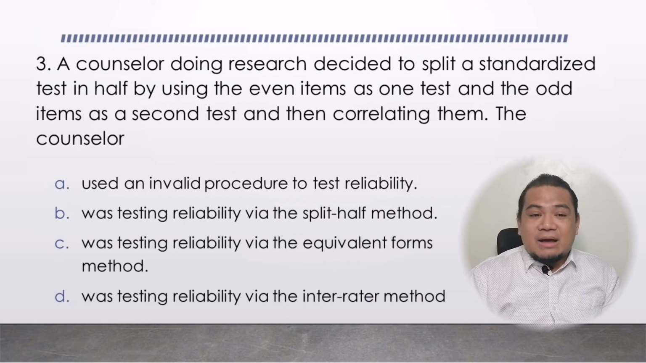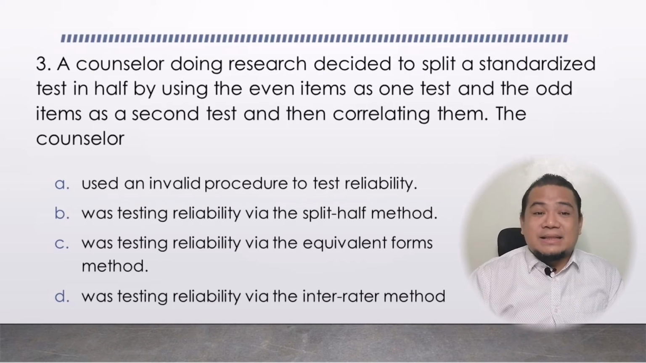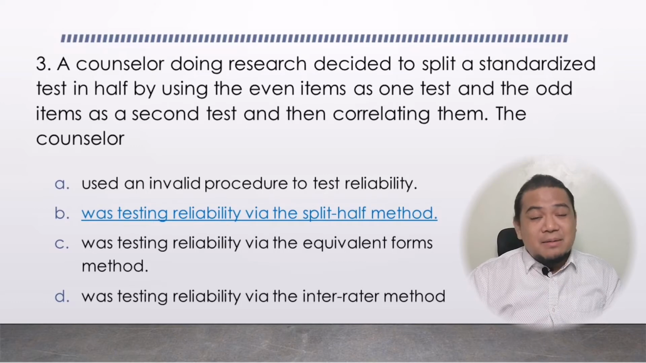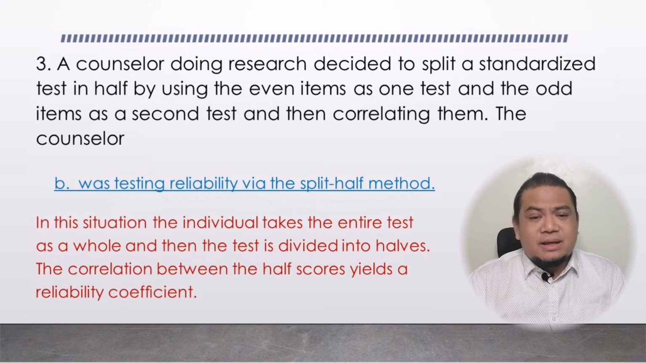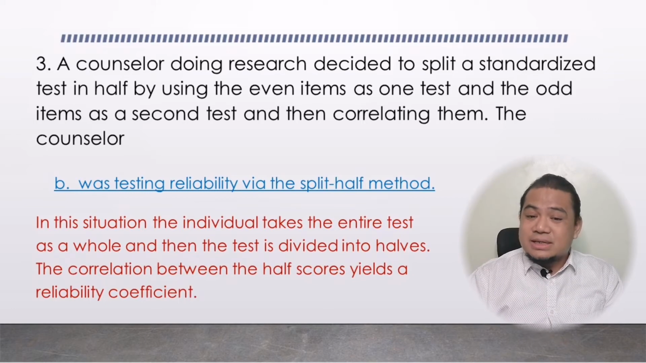Number 3, a counselor doing research decided to split a standardized test in half by using the even items as one test and the odd items as the second test, and then correlating them. The counselor is letter B, was testing reliability via the split half method. In this situation, the individual takes the entire test as a whole and then the test is divided into halves. The correlation between the half scores yields a reliability coefficient.